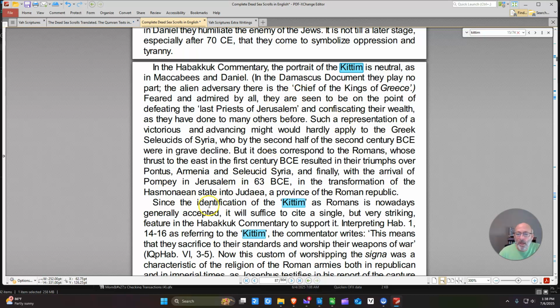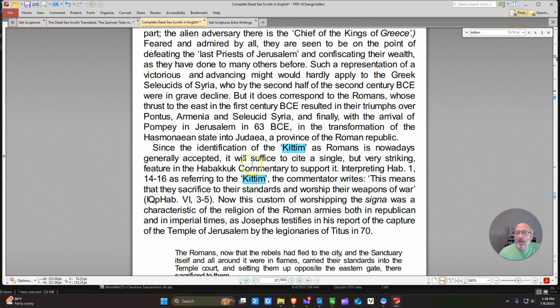And then he goes on. Okay, and since the identification, let me go down here. Since the identification of Kittim as Romans is nowadays generally accepted, it will suffice to cite a single but very striking feature in the Habakkuk commentary to support it. Interpreting Habakkuk 1 as referring to the Kittim, the commentator writes, this means that they sacrifice to their standards and worship their weapons of war.